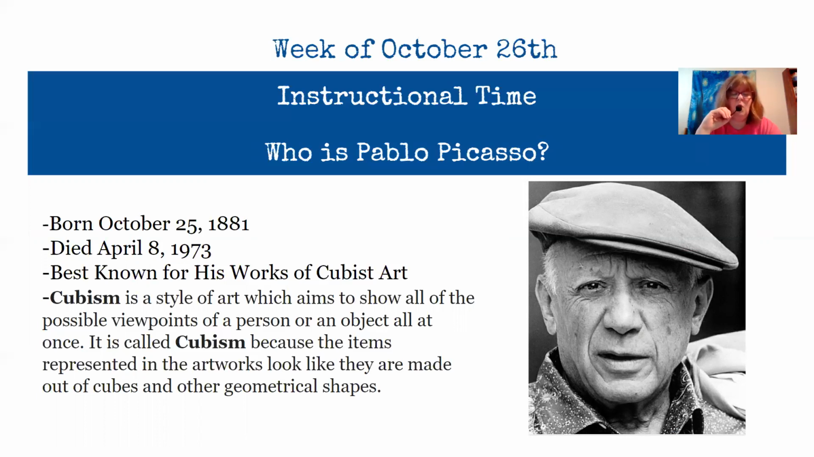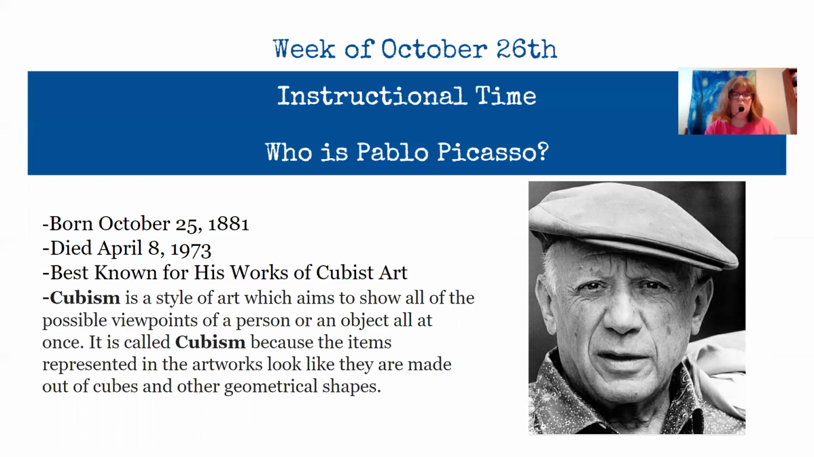Cubism is a style of art which aims to show all of the possible viewpoints of a person or an object all at once. So, in other words, if I had a camera and I took a picture of you up front, eye to eye, and then I took one of you from the side and maybe up from your chin. And then I took all three of those pictures, printed them out, cut them up, and stuck them all together. It wouldn't look very much like you, maybe, but we could see bits and pieces of you. So it'd be different points of view.